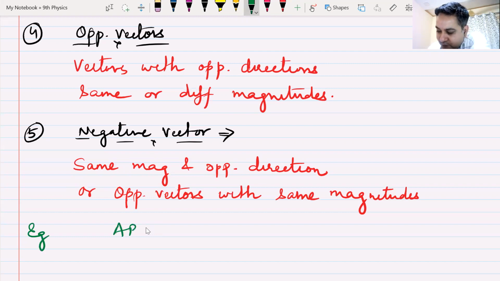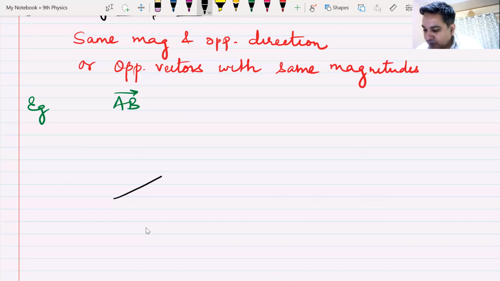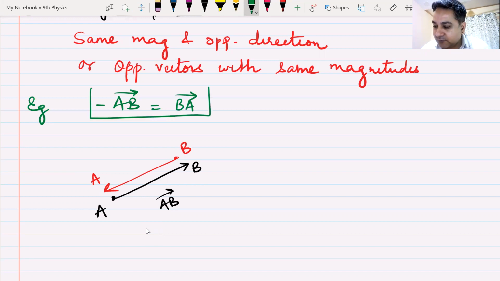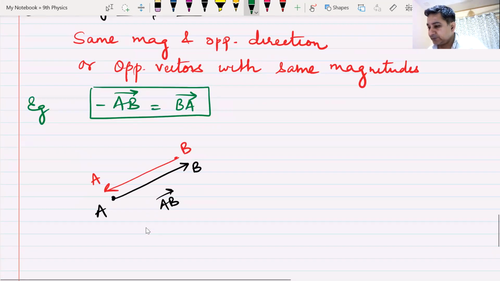For example, if I have AB vector, what will be the negative of AB vector? Let us say this is my AB vector. What will be the negative of AB vector? BA vector. Yes. So negative of AB vector would be equal to BA vector. Do we understand this, everyone? Yes, sir. Simple. Anyone having any doubt up till here? No, sir.